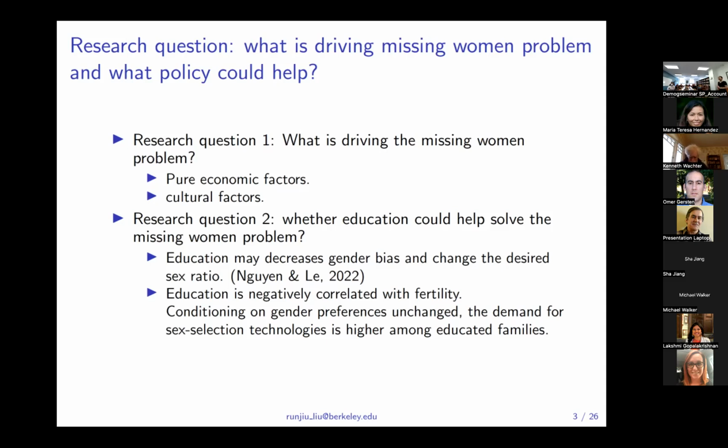In theory, on one hand, education may decrease gender bias and change the desired gender ratio. This paper by Nina Lee, published recently in the Journal of Development Economics, using DHS data across more than 50 developing countries, shows that there's a negative relationship between mother's education and the desired number of sons. On the other hand, education is negatively correlated with fertility. This is pretty much an established fact. So if you consider a fixed level of gender preferences, then the demand for sex selection technologies is much higher for educated families. Imagine I'm well educated and only have one child, and I do have some level of son preference, I better make sure that this only kid of mine is a son rather than a daughter.